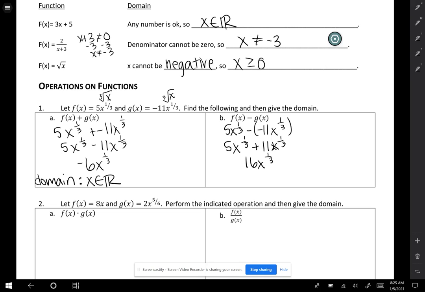Now looking at the domain, we already discussed how for the original functions, there's no restrictions. Looking at the final answer we get here, 16x to the 1/3 is the cubed root of x. The cubed root of x has no restrictions because it can be positive, negative, or 0. So x is an element of all real numbers, and that's our domain. So that'd be it for that problem.